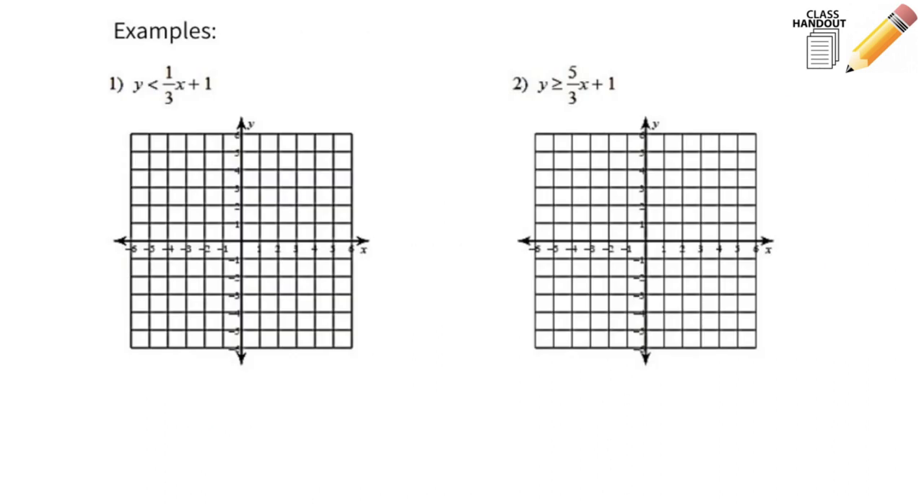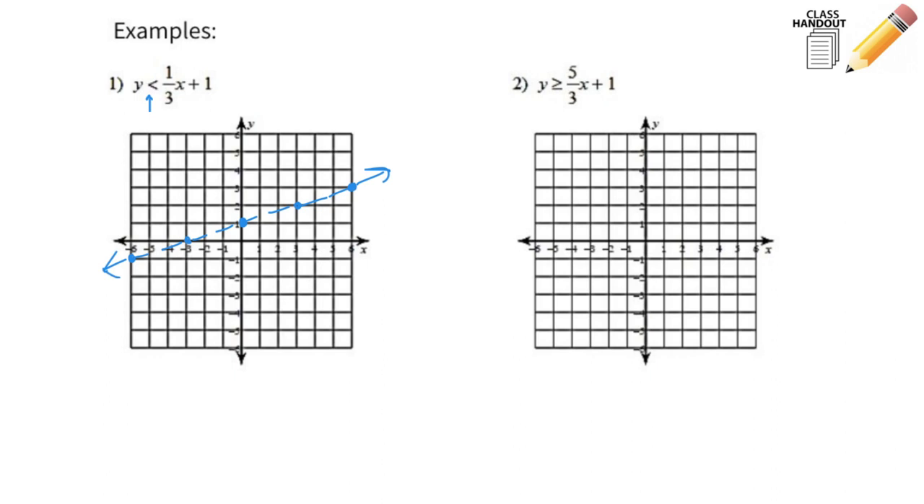All right, let's look at number 1. This says y is less than 1/3 x plus 1. The first thing we're going to do is graph this line. Remember, we begin at the y-intercept, so I'm going to put a dot at the y-intercept. Then my slope tells me I'm going to go up 1, right 3, and I'm going to continue that pattern. For this line, I'm going to use a dashed line, since it is just a less than symbol, meaning we're not going to include any of the points on the line.